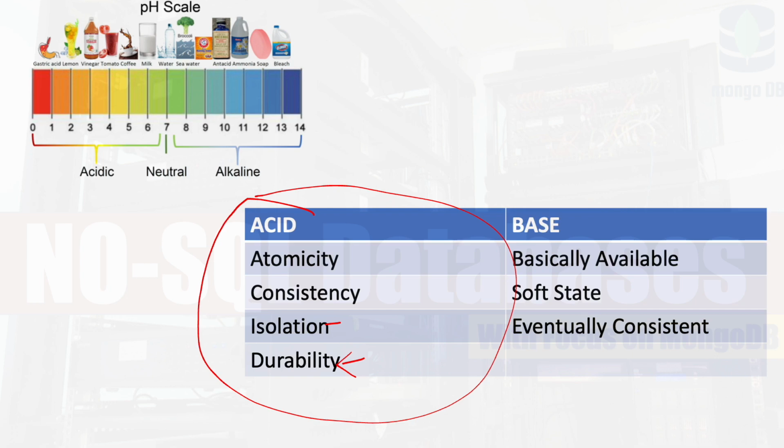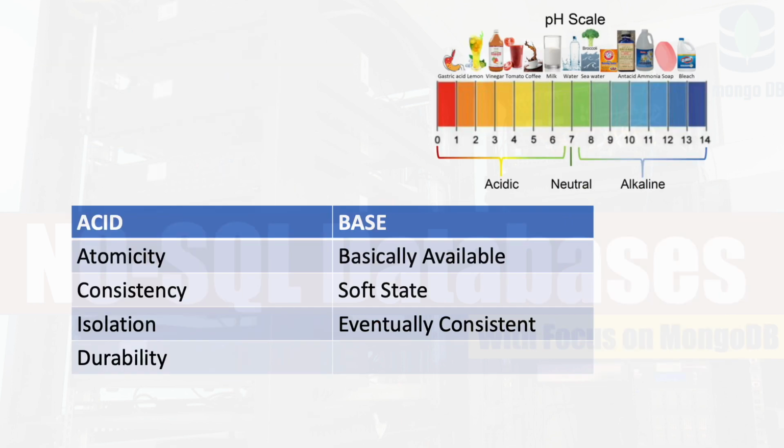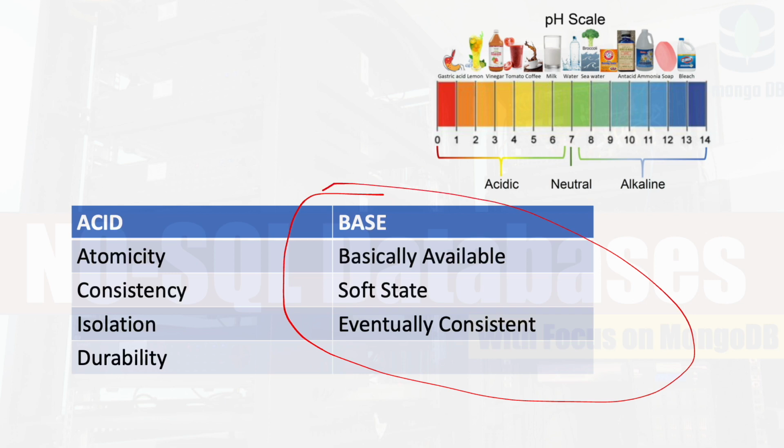In case of the non-relational database, we call the properties of the database BASE. So, basically available. Rather than enforcing an immediate consistency, a NoSQL database will ensure availability of data by spreading and replicating it across the nodes of the database cluster. What this means is that they would be available, but there may be cases where it may not be immediately consistent. It may be consistent after a while.